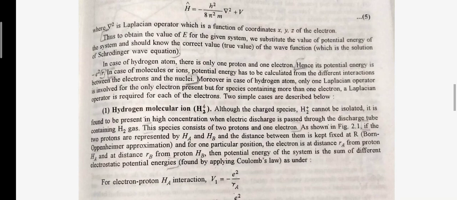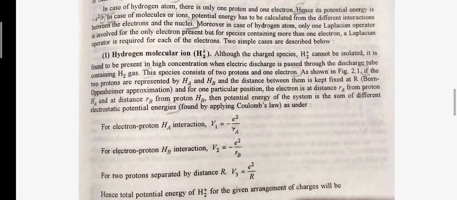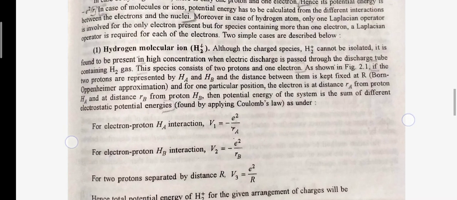Hydrogen molecular ion, H2 positive. Although the charged species H2 positive cannot be isolated, it is found to be present in high concentration when electric discharge is passed through a discharge tube containing H2 gas. This species consists of two protons and one electron. As shown in figure 2.1, the two protons are represented by Ha and Hb, and the distance between them is kept fixed at R.